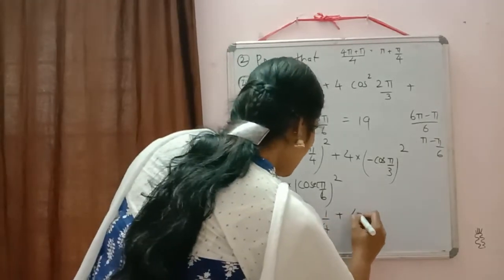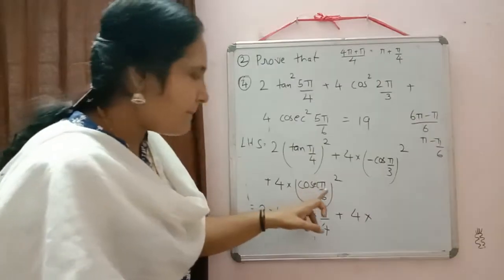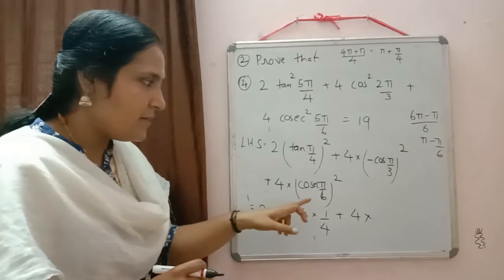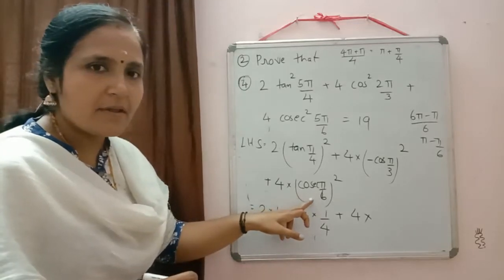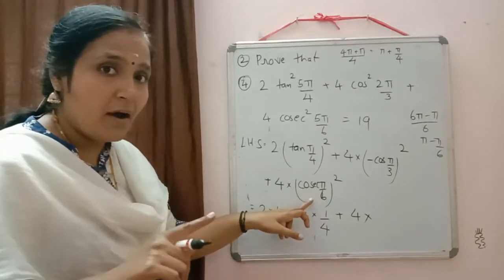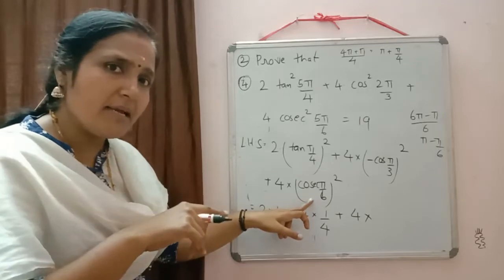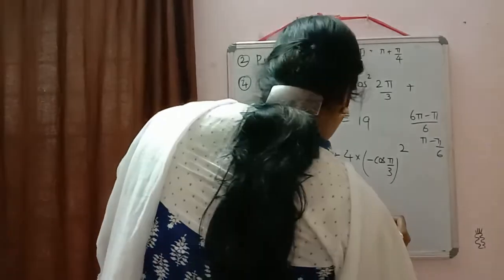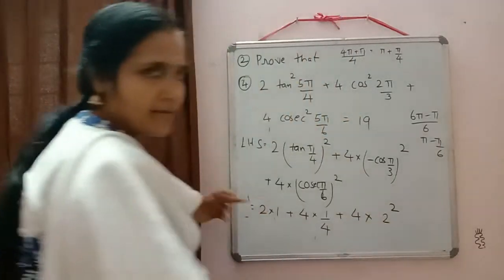Then next plus 4 into cosec pi by 6. Pi by 6 means that is 30 degree. What is cosec 30 degree? Okay, what is sine 30 degree? 1 by 2. So cosec 30 degree means its reciprocal. So that will be equal to 2. So we are getting here 4 into 2 square.